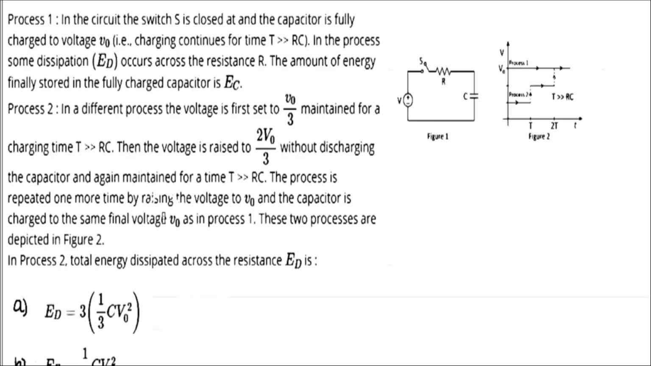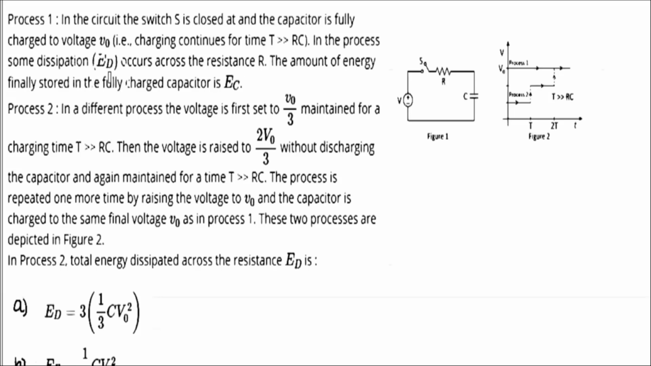Hello everyone, let us start with our question. In this question, what is given? So there are two processes which have been depicted. Now in process one, this is the circuit which has been given. In process one, the switch is closed and the capacitor is fully charged to a potential V naught. The time for which it has been charged is much greater than RC.